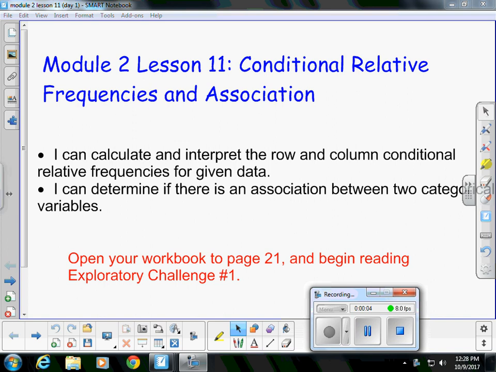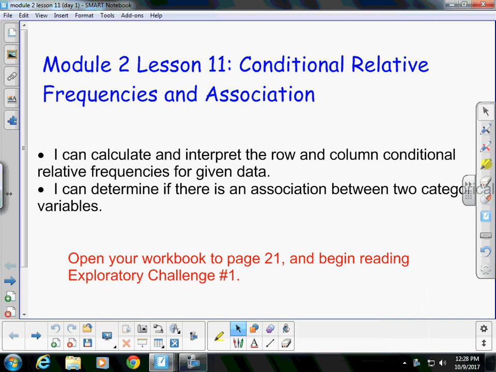Lesson 11, conditional relative frequencies and associations. I can calculate and interpret row and column conditional relative frequencies for given data. And then the second bullet says I can determine if there's an association between two categorical variables, and we'll actually be doing that one tomorrow. So today we're looking specifically at row and column conditional relative frequencies.